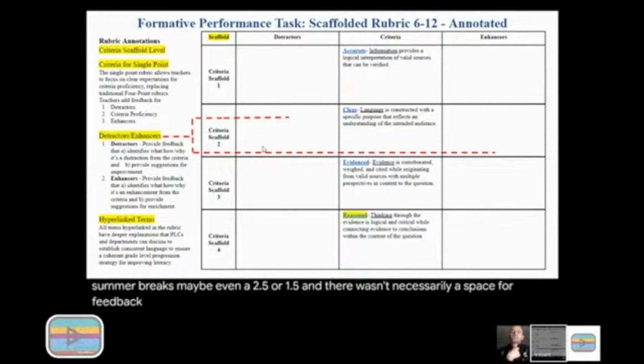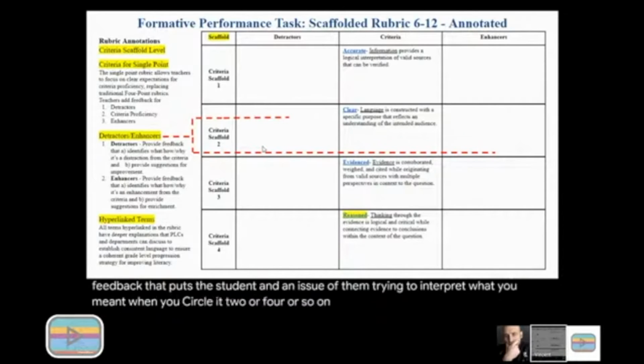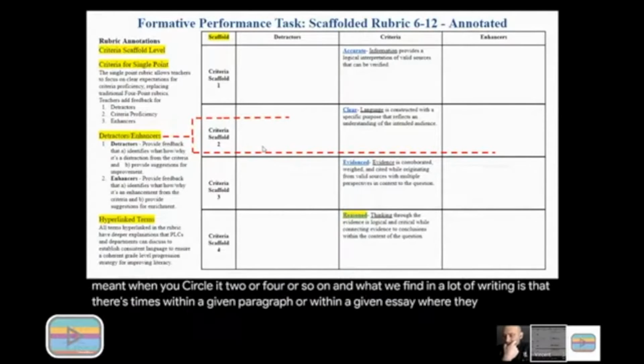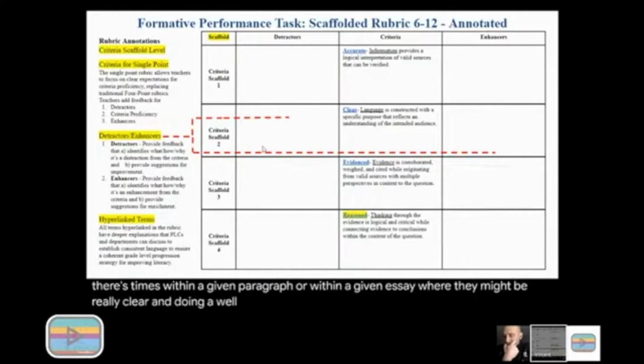That puts the student in an issue of them trying to interpret what you meant when you circle a 2 or a 4 or so on. What we find in a lot of writing is that there's times within a given paragraph or within a given essay where they might be really clear in doing it well, and you want to bring attention to that. But there's other times they might not be so clear, and we want to obviously target that.